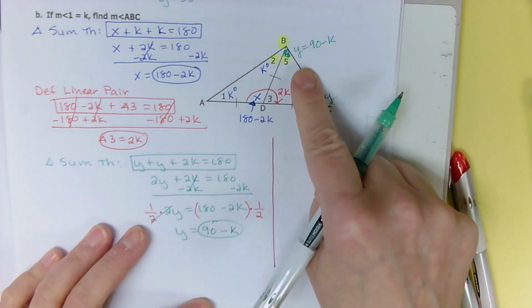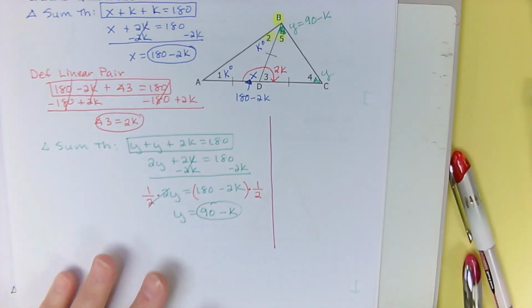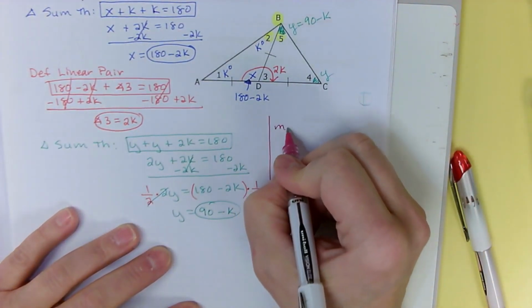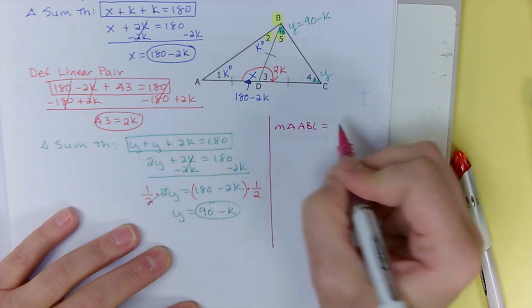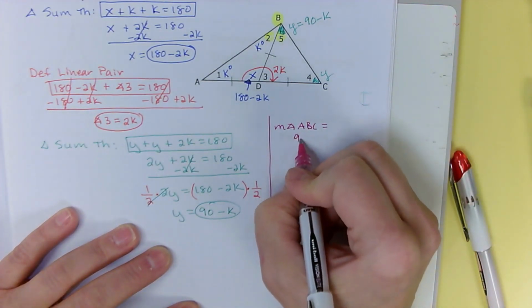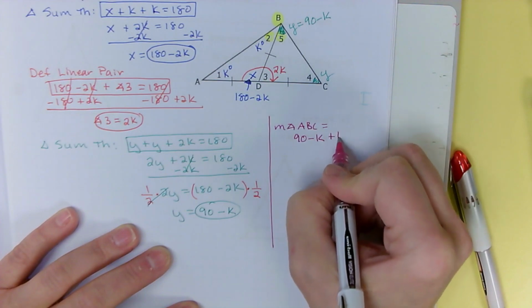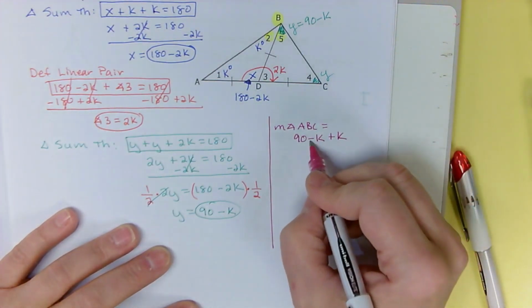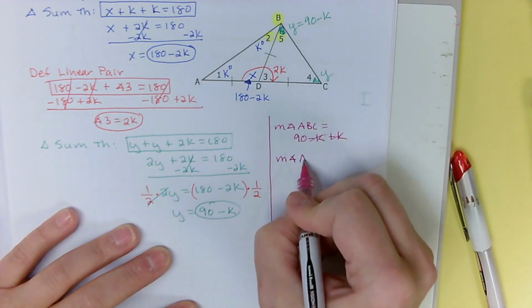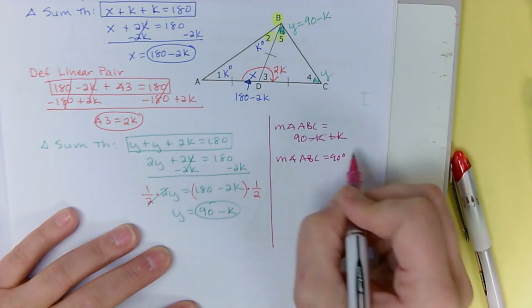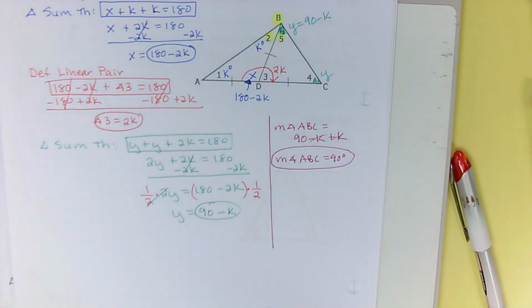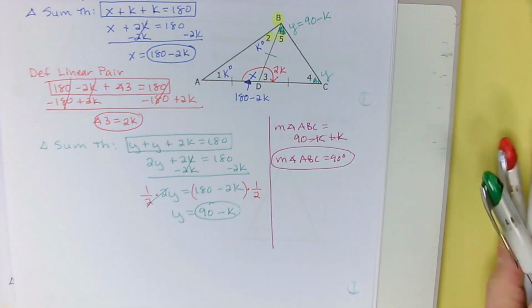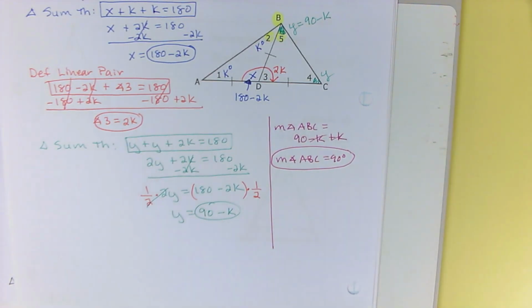I have angle 2 and angle 5, and those are going to add up to what I want. So here we go. The measure of angle ABC equals 90 minus K plus K. Of course, K minus K is 0. So the measure of angle ABC equals 90 degrees. So the K's did drop out, and that will sometimes happen on your homework, but usually not. Usually you will have K's in your answer. You treat them just like any other variable.